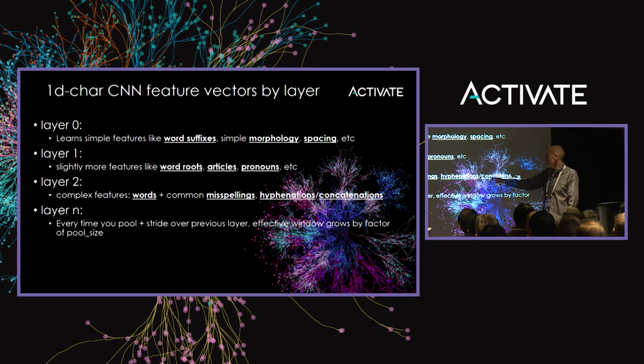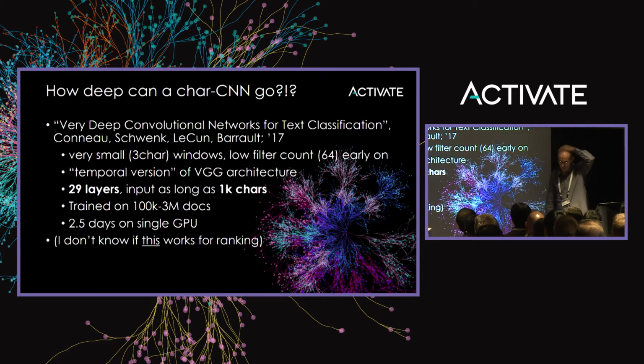And each time you get some pooling at layer n, you're starting to find bigger and bigger windows that you're looking at. How deep can these go? Turns out that some people have done effectively something like a VGG, if you've heard of it in the computer vision world, one of the VGG networks for image classification has gazillions of layers.